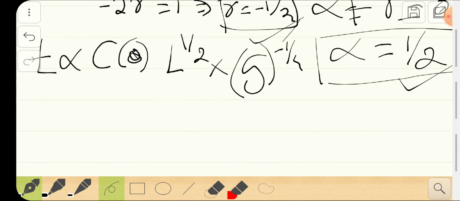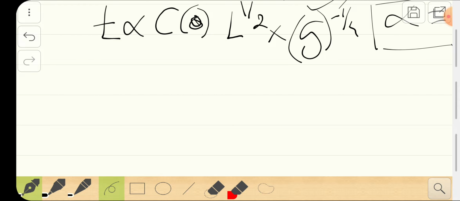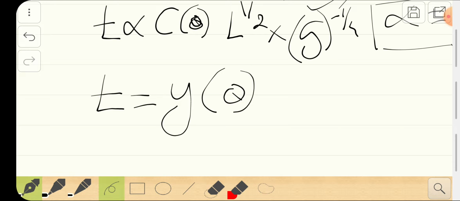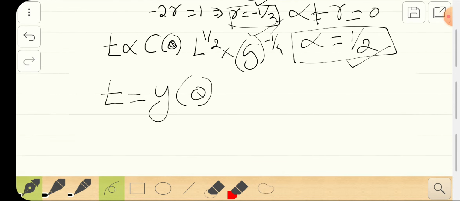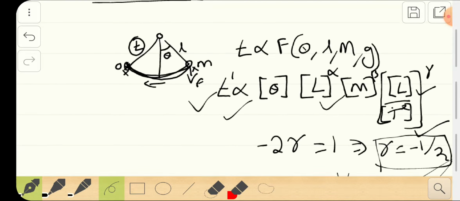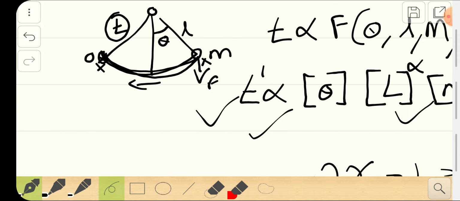So you can write down that T will be equal to some function, say y of theta. It will depend on theta, because if the amplitude is higher, then the time will be larger, right?